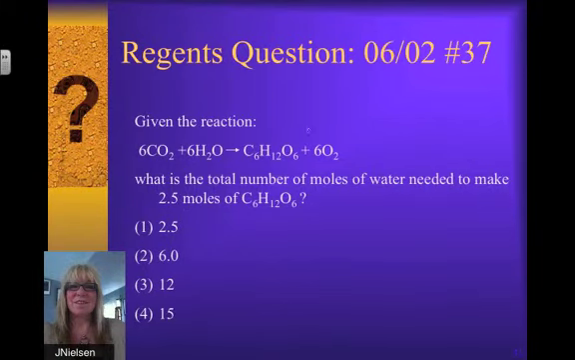In another problem, what is the total number of moles of water? I put an x here, needed to make 2.5 moles of glucose. So I've got x over 6 equals 2.5 over 1. So I have x equals 6 times 2.5, which is going to be 15.